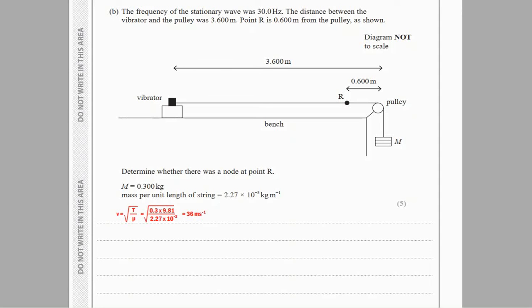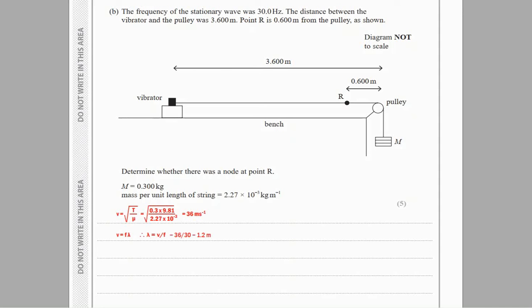Once you have V and the frequency is given in the question, what can you do? Find out the wavelength. You know V, you know F. So what is the equation? V equals F lambda. And make lambda the subject of the equation. That is 1.2. Now focus on the question. The question says whether R is a node or an antinode. So let's see.